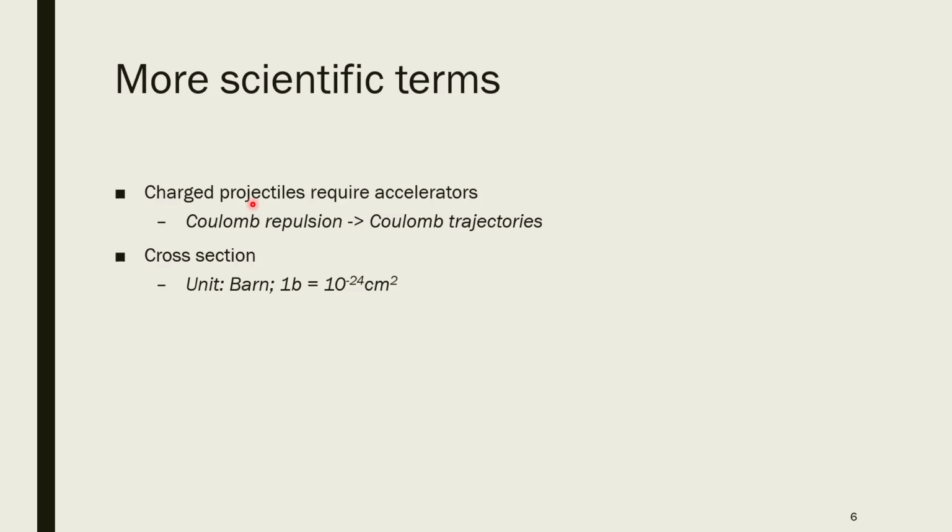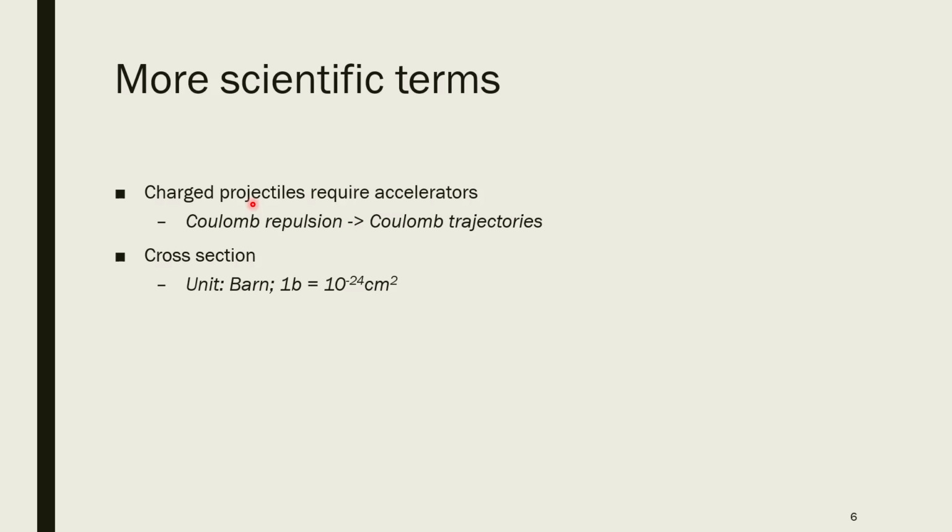Going even further, when we are talking about alpha particles, for example, or protons, we are talking about positively charged projectiles. And these require accelerators, because you can't accelerate something neutral, like neutrons. You will then have the reactor or the neutron source instead. But if you are accelerating positively charged projectiles onto a nucleus, which, as we now know, is also positively charged, you will need to account for Coulomb repulsion.